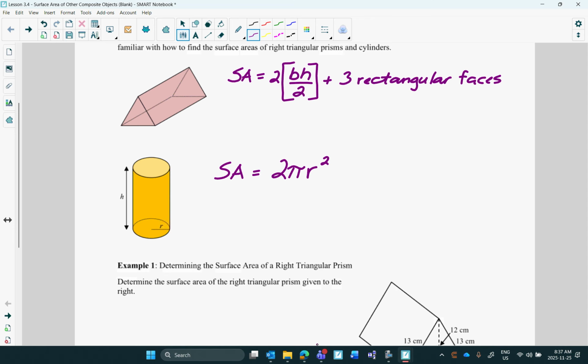So that's the circumference. And how do you find circumference? 2 pi r. That's the length. Whoops. Jumped ahead of myself there. 2 pi r times the height, because the rectangle is length times width. This is the length. That's the width. And then we add all those faces together. So that's a formula you will always get. Okay?